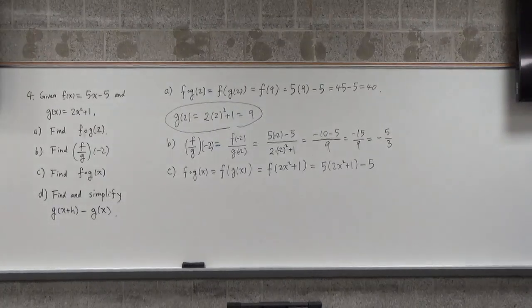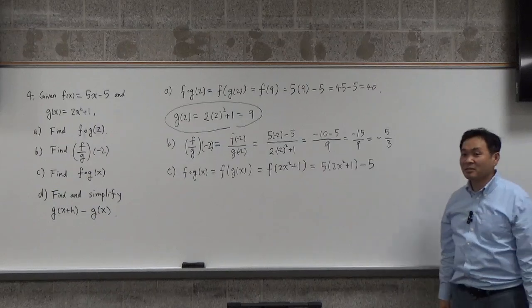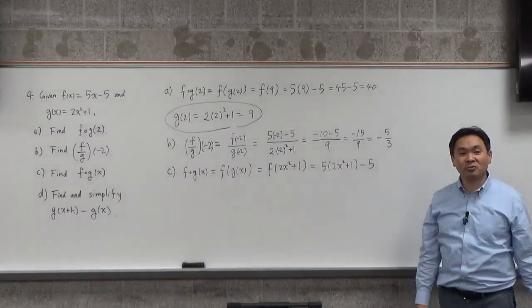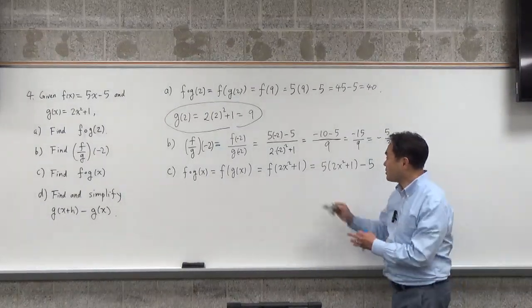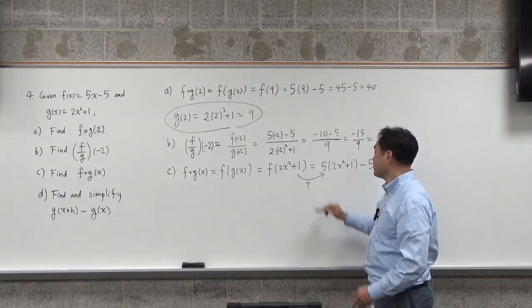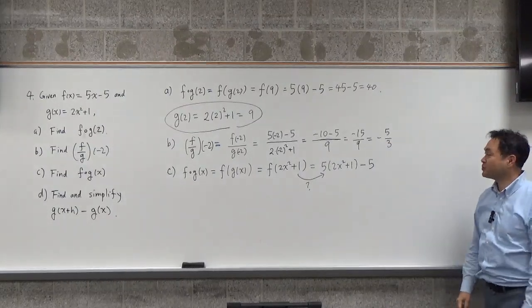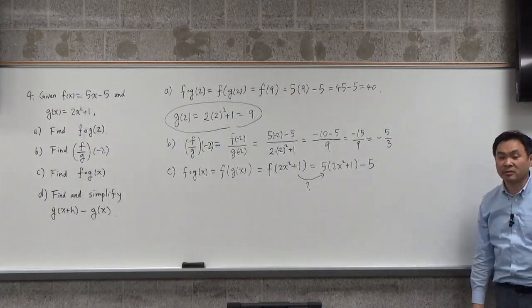Now, if you got it, wonderful. Now, if you didn't get what we just did, then I propose a two-step method to go about finding this. Okay? How do you find this? Well, the two-step method goes like this.